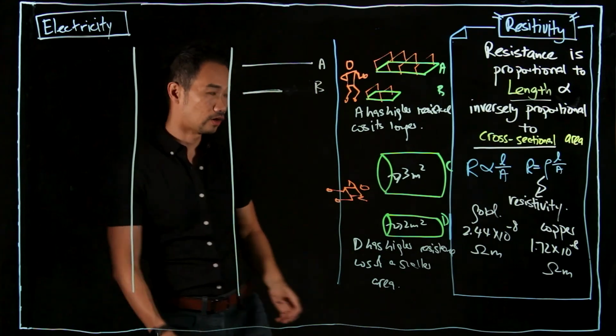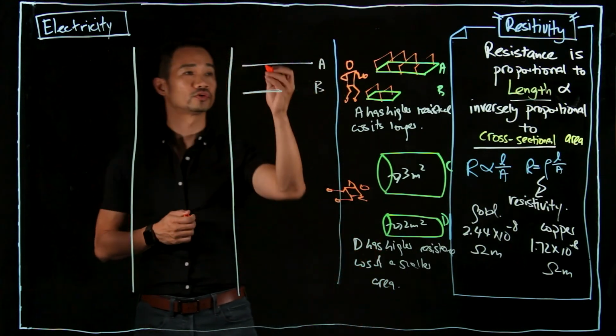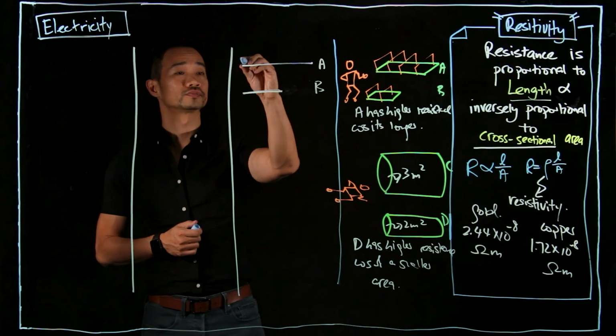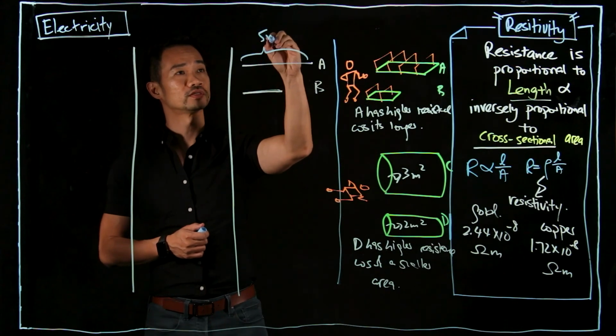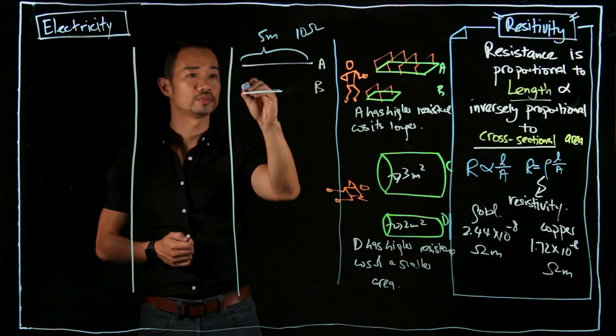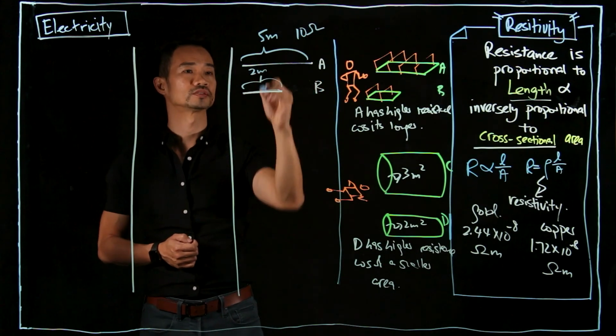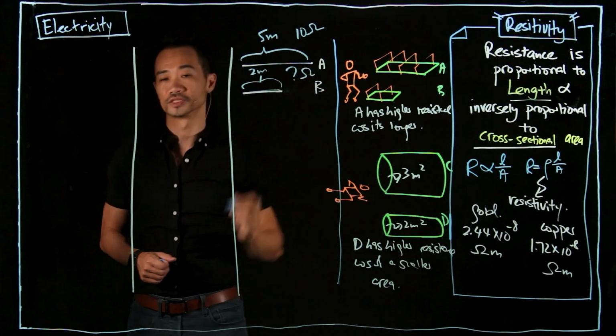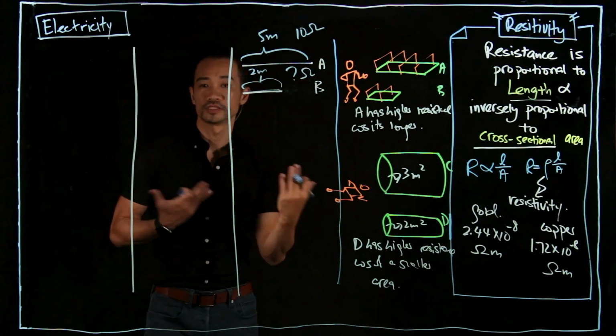So both are of the same thickness. Let's say wire A is 5 meters and has a resistance of 10 ohms. Wire B is 2 meters. The question they'd like to ask is, how much is the resistance? Same material, just different length.